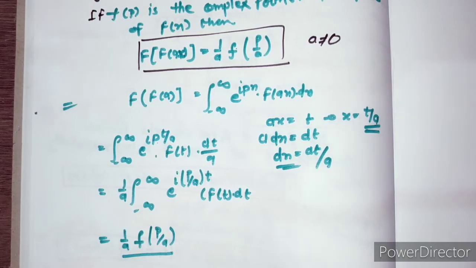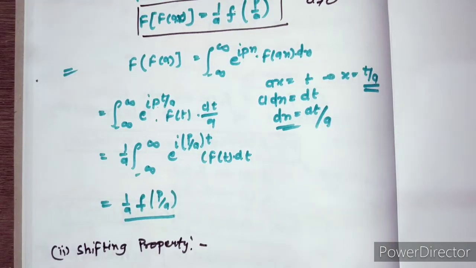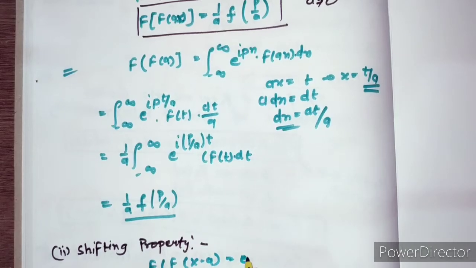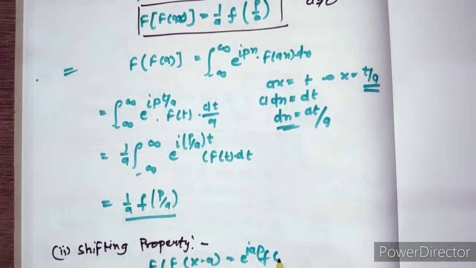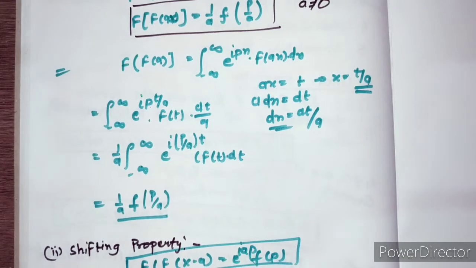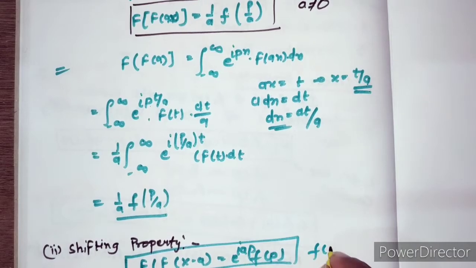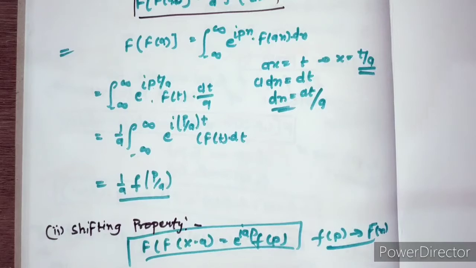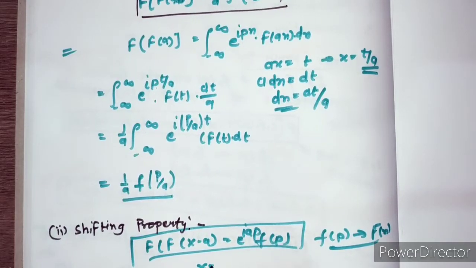now let's discuss the shifting property. In the shifting property, the Fourier transform of f(x minus a) is e raised to iap F(p), when F(p) is the complex Fourier transform of f(x). So put x minus a equal to u, where a is constant, and dx equals du.